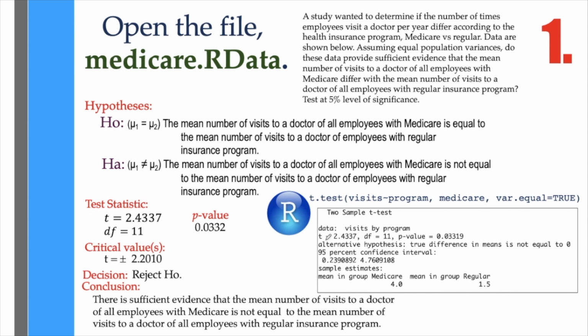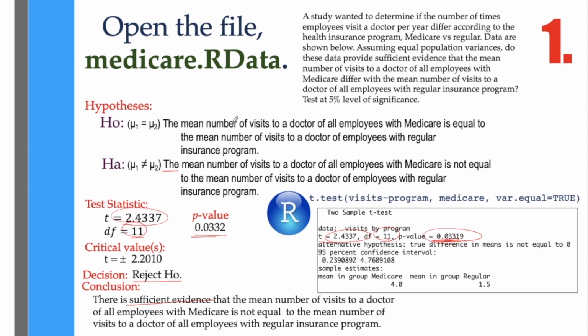So notice here that the t-statistic is the same as the one that we computed. Likewise, the degrees of freedom is 11. And the p-value is 0.03319, and what we got is 0.0332. So since the p-value is less than 0.05, then we reject the null hypothesis and conclude that there's sufficient evidence for the alternative hypothesis: the mean number of visits to a doctor of all employees with Medicare is not equal to the mean number of visits to a doctor of employees with regular insurance program.